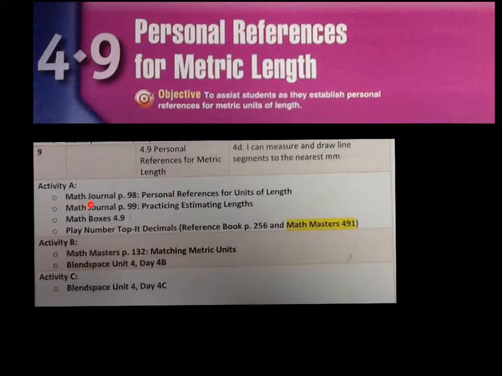So activity A is going to be working through 2 pages in the math journal where you come up with personal references for length. This we'll be doing together. And page 99, you're going to be working with a partner to practice estimating lengths. Then you have your math box, and finally we end the day with Toppet decimals. This is what we're actually going to be collecting today, your math masters, to see how you're understanding decimals and playing Toppet. You then have activity B or activity C, which B this time has the math masters, and then goes to day 4B. C just goes right to 4C.